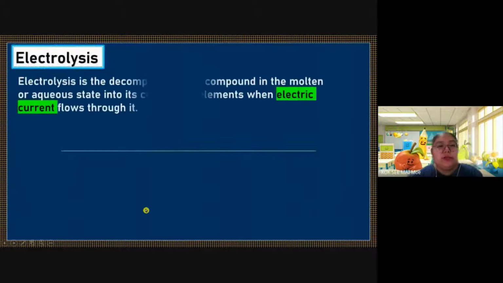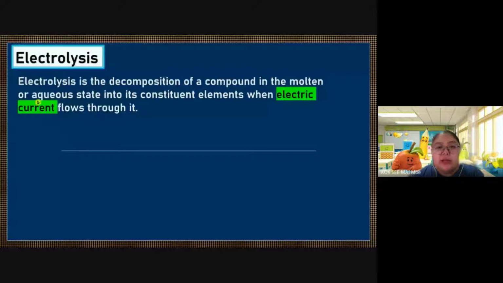Okay, electrolysis, we are going to explain. Electrolysis is a decomposition of a compound in the molten or aqueous state. Molten means liquid solutions. If it is a solid, even with the ions, you cannot say it works. Solid cannot conduct electricity. They must be in the molten or aqueous state, into the constituent elements when the electric current flows through it.